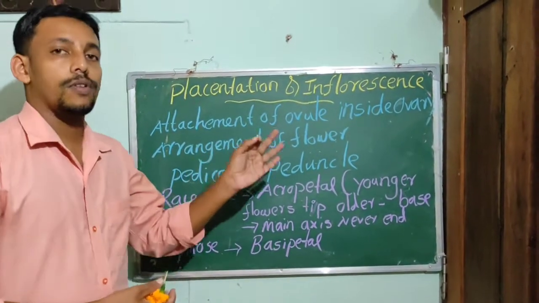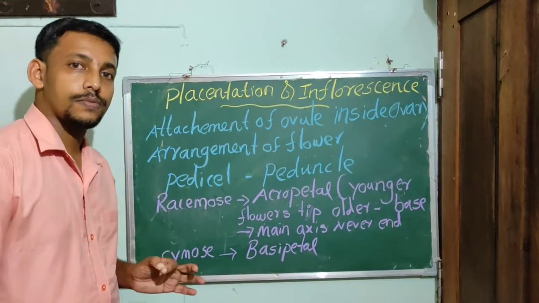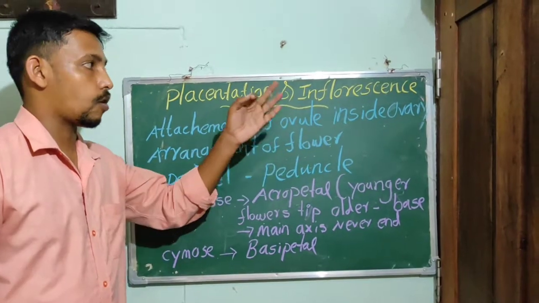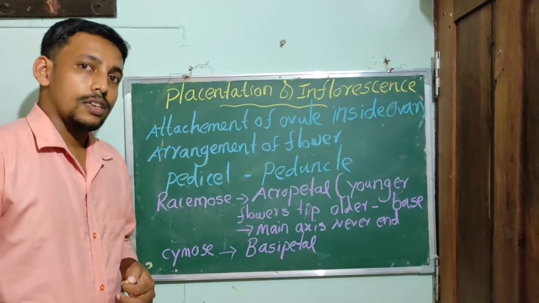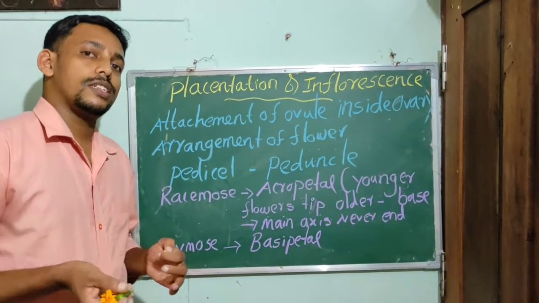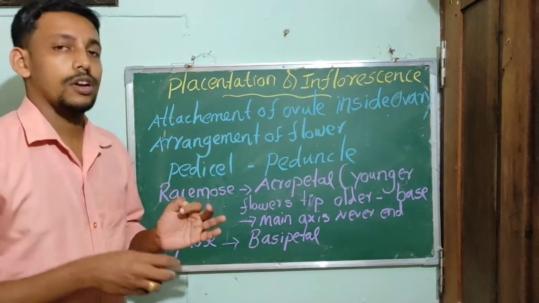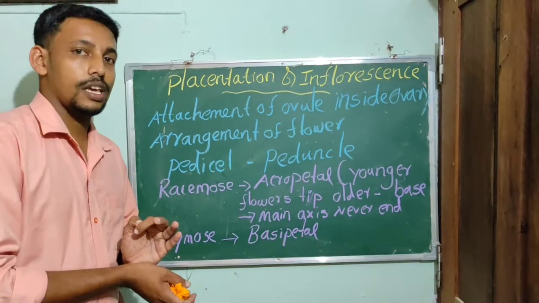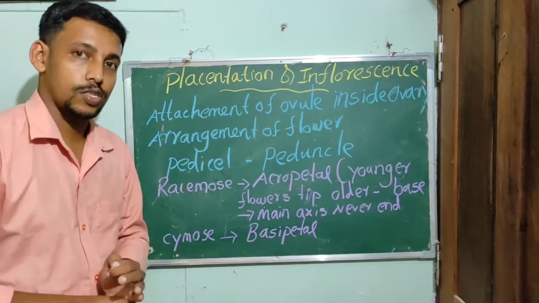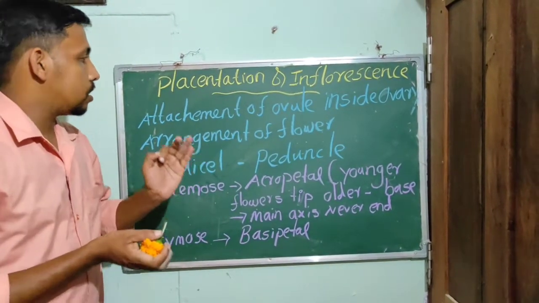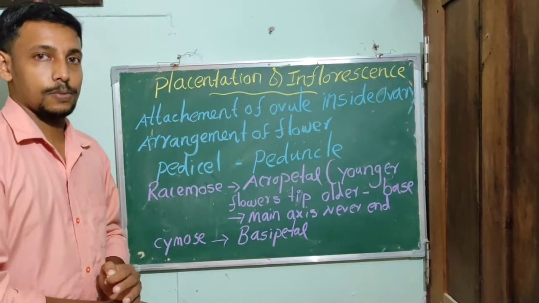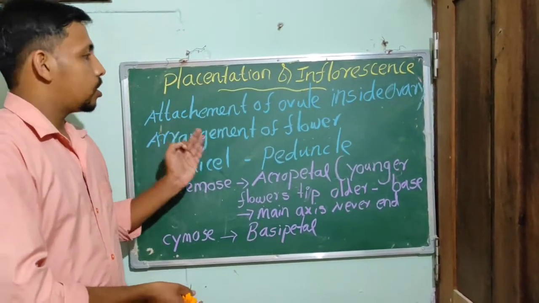Then what is meant by the inflorescence? The arrangement of flowers in the floral axis is known as the inflorescence. Some flowers can be seen as single, that is solitary. But there are flowers that can be seen as inflorescence. So in the inflorescence, the arrangement of flowers in the floral axis is known as the inflorescence.